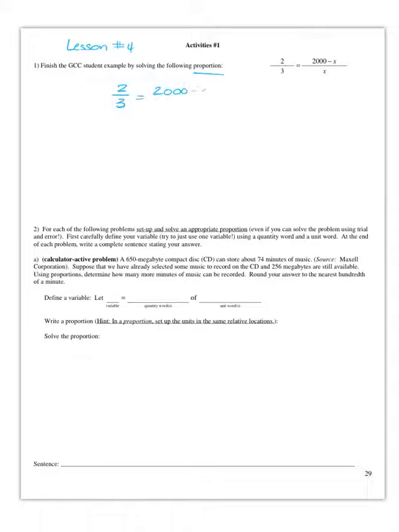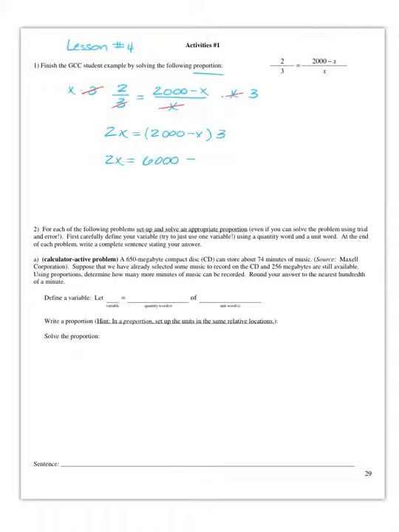Our trick for solving proportions is to multiply both sides by both denominators. So my denominators are x and 3. I'm going to multiply both sides of the equation by both denominators. The denominators will then cancel. On the next line, we're going to carefully write out what's left. We have 2x. And on the right-hand side, we now have to make sure to include parentheses for the 2000 minus x.